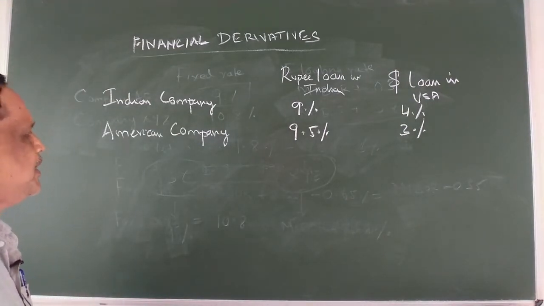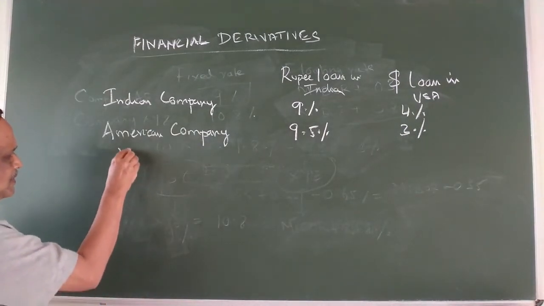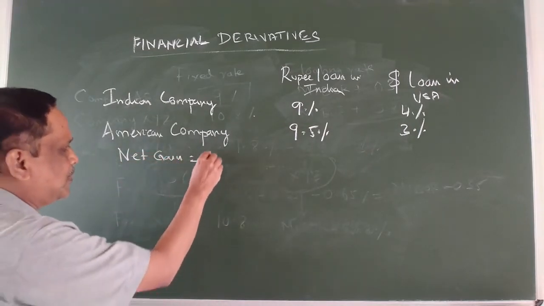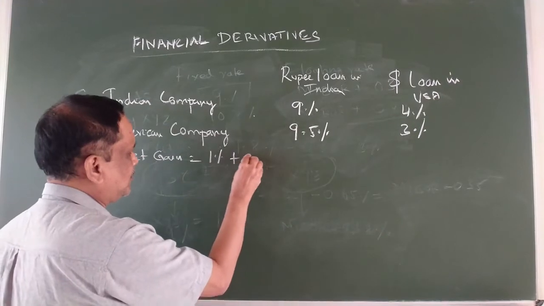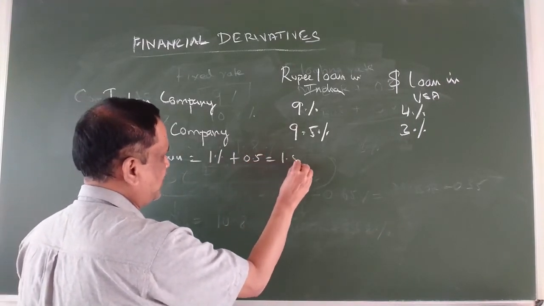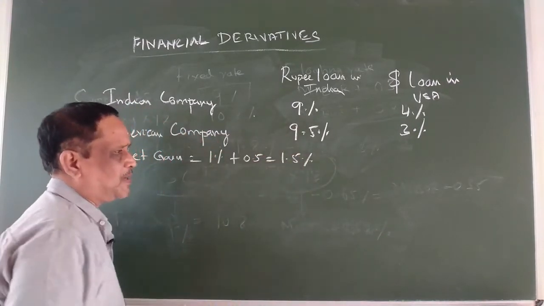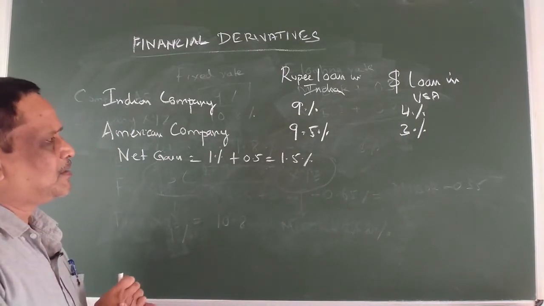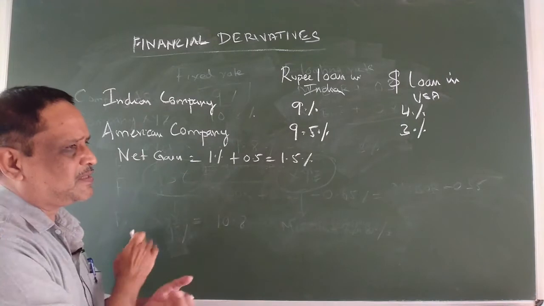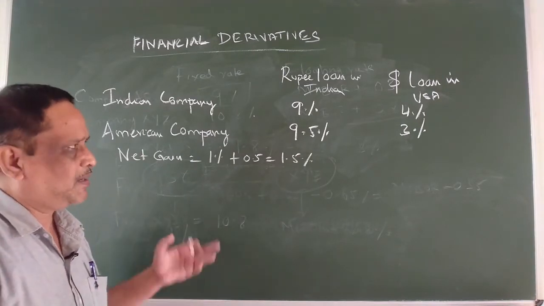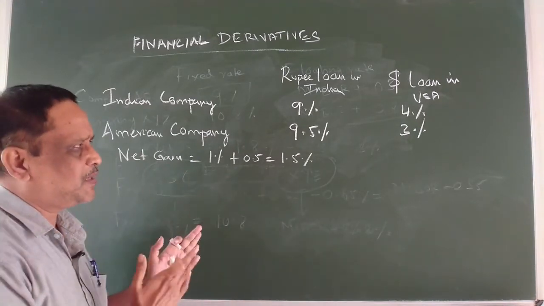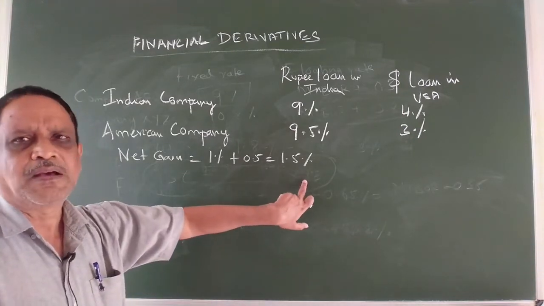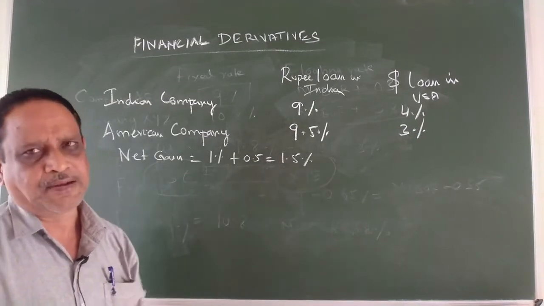So, the net gain will be 1.5%. Net gain is 1% plus 0.5%, that is 1.5%. Please remember, in the earlier case, we reduced the gain because only one company was having an advantage in both the markets. Here, in both the markets, two companies, both of them are having an advantage. So, the net gain will be accruing. So, it will be added.